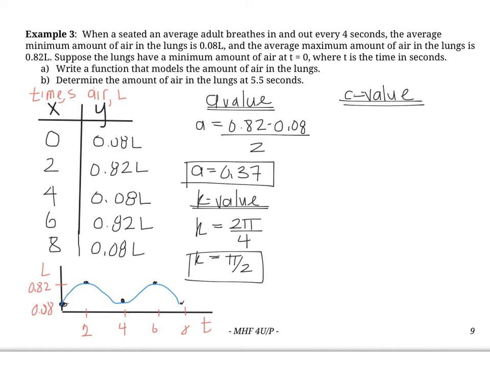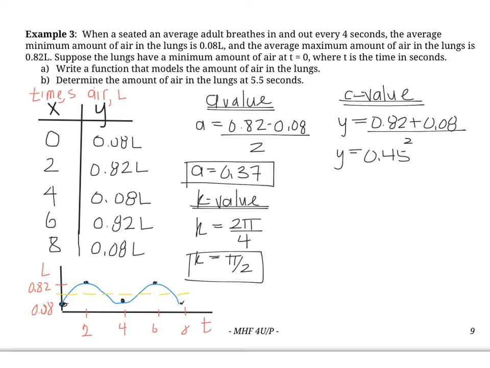Next, let's come up with our C value. We know our C value is just how high or how low the graph has shifted vertically. Has it shifted up by how much or down by how much? We can measure that by finding the equation of the axis of the curve, which is the line that's going to cut it completely in half. We can find it by taking our max plus our min and dividing by 2. So taking 0.82 plus 0.08 and dividing it by 2, finding that average, that middle number, that's going to be 0.45.